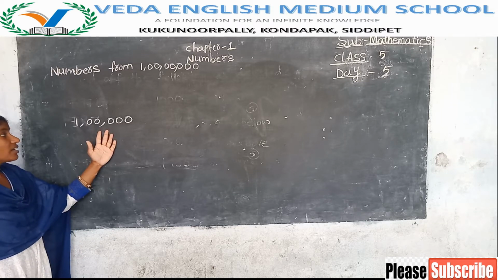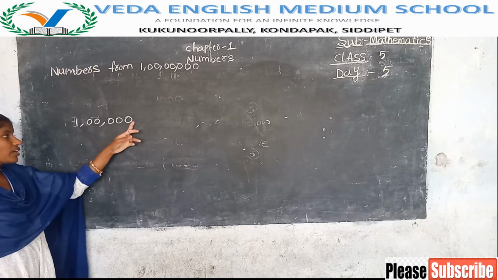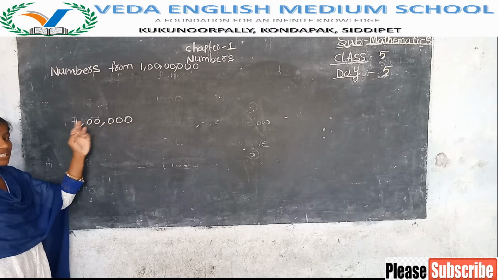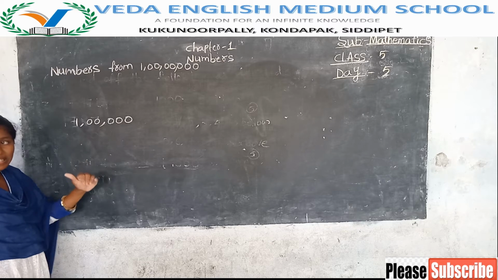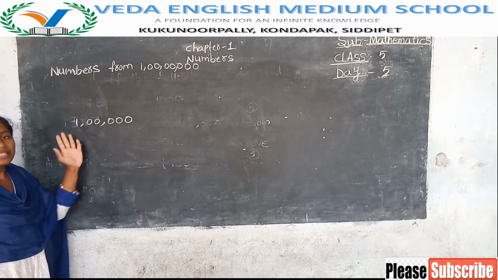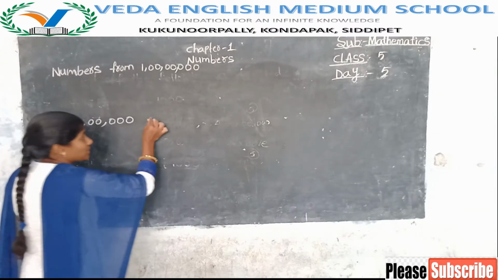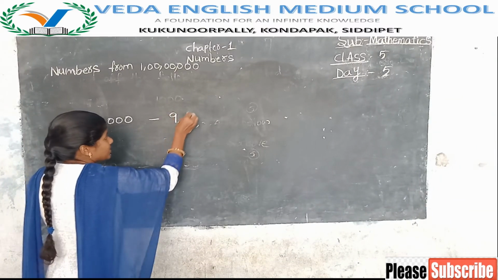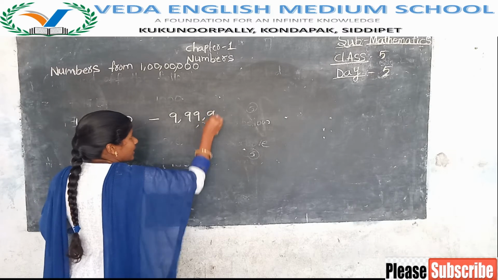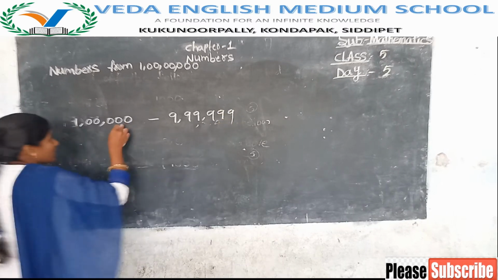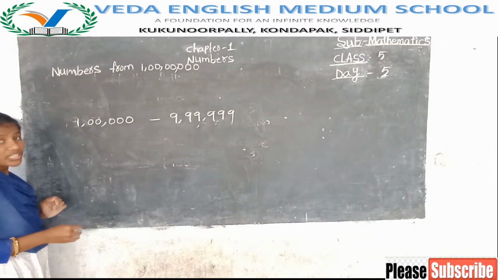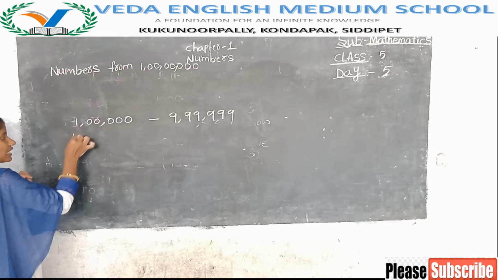1 lakh is the 6-digit smallest number. 1, 2, 3, 4, 5, 6. In 1 lakh we have 5 zeros and 6 digits. So 1 lakh is the 6-digit smallest number. At the same time, the 6-digit largest number is 9 lakh 99,999. Then after 9,99,999, the next number is 10 lakhs.